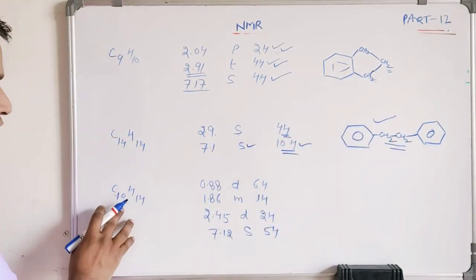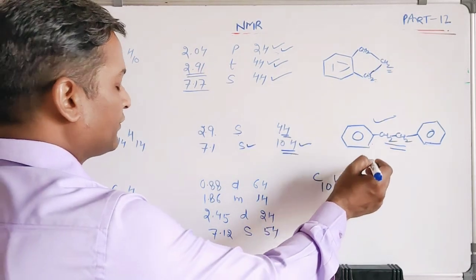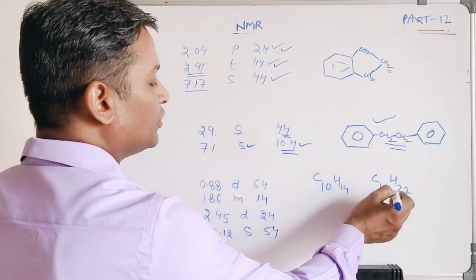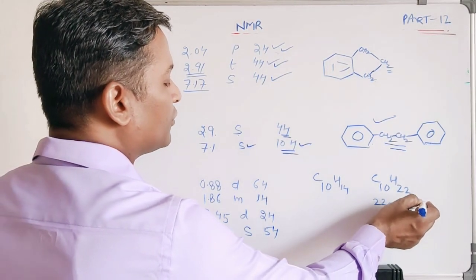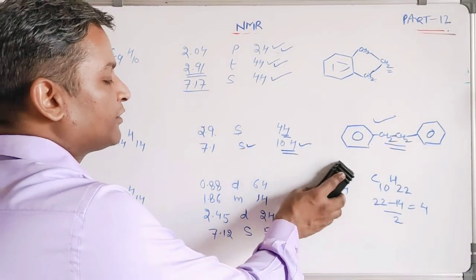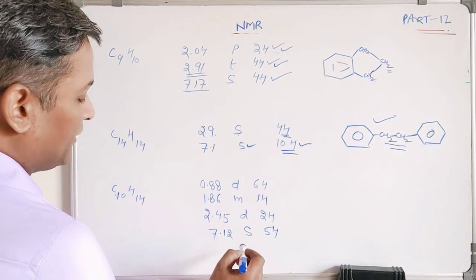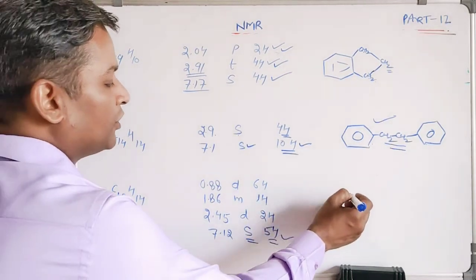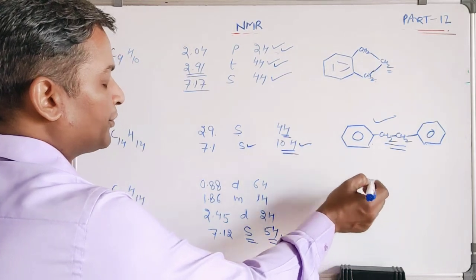Now we have another compound, C10H14. What is the degree of unsaturation here? C10 corresponding H for alkane is H22. So 22 minus 14 divided by 2 is equal to 4. So this compound must be containing 4 degrees of unsaturation. It means it must be containing at least 1 benzenic system. What is the other information? Important information is singlet for 5 protons always indicates a mono substituted benzene system. So we have to write benzene as a mono substitution.